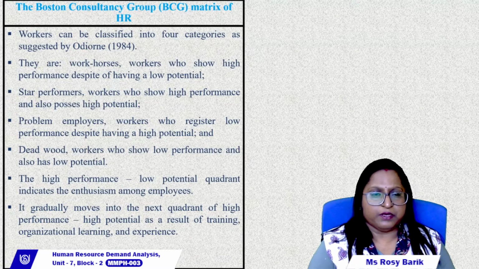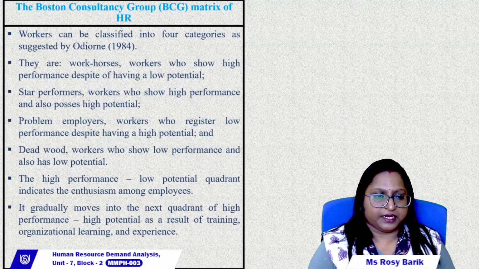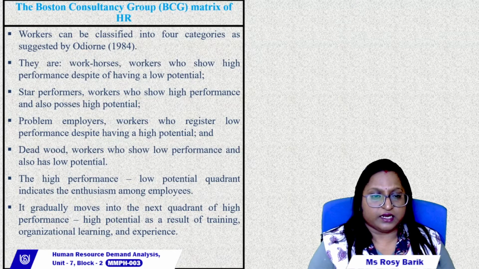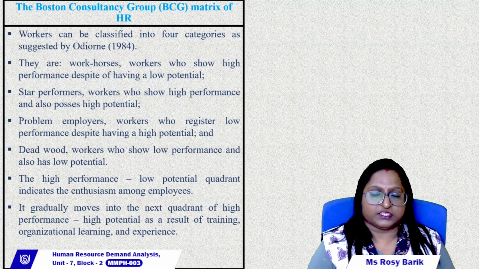The high performance, low potential quadrant indicates enthusiasm among the employees. It gradually moves into the next quadrant of high performance, high potential as a result of training, organizational learning, and experiences.